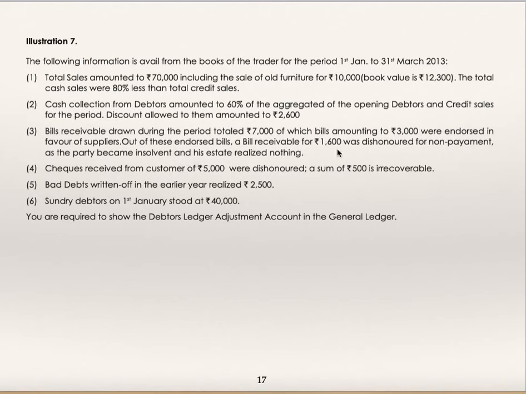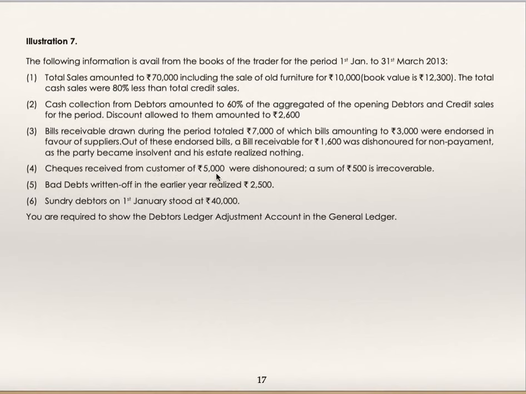Bills receivable dishonored, whether it is endorsed or not. When the bills receivable is dishonored, it is to be shown in debtors account. Debtors balance will increase, so it is to be debited to debtors account.